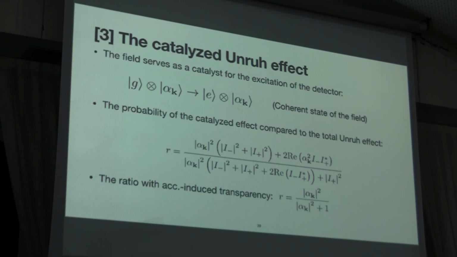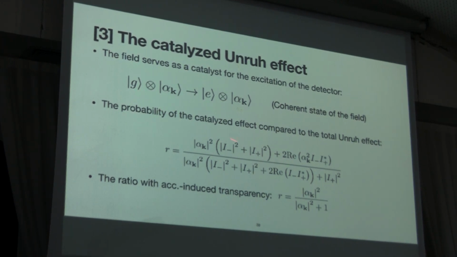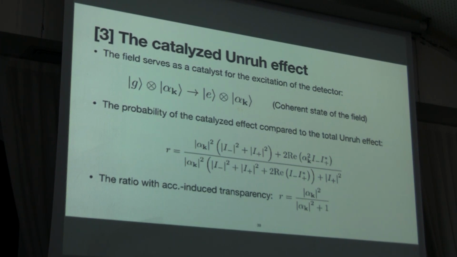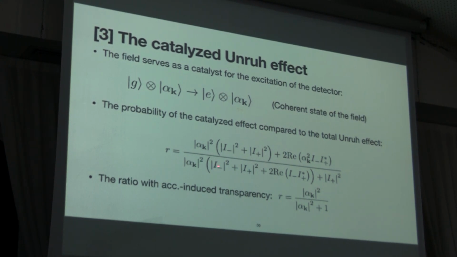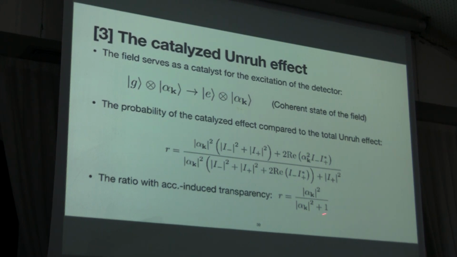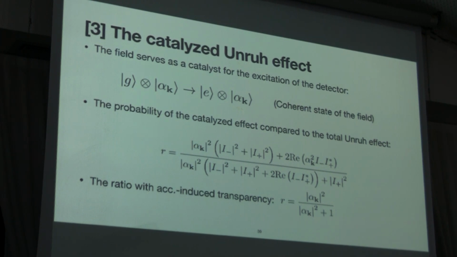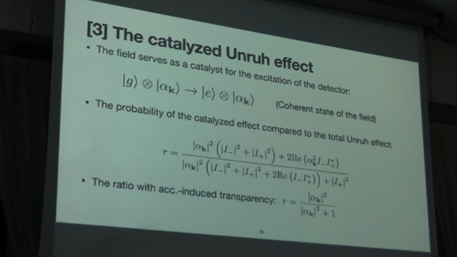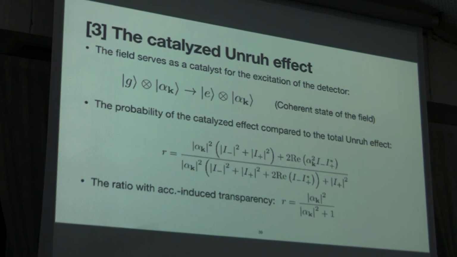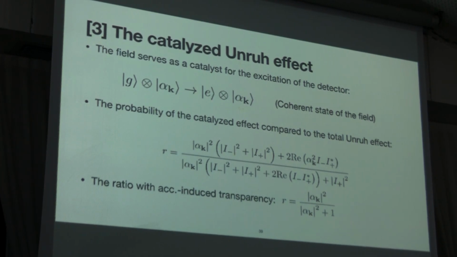So in order to quantify that, we had to divide the probability of the catalyzed Unruh effect by the probability of the total Unruh effect. We have these formulas. And it turns out that when you include acceleration-induced transparency, that means you kill off the I minus contributions, you get this kind of ratio. So with acceleration-induced transparency, the catalyzed Unruh effect is super dominant when the number of photons in the field is large. So that's a curiosity.